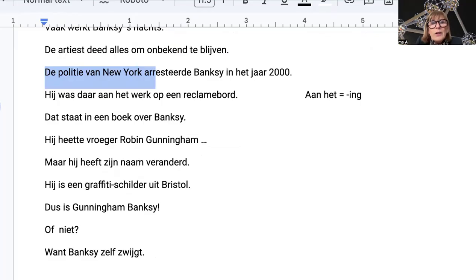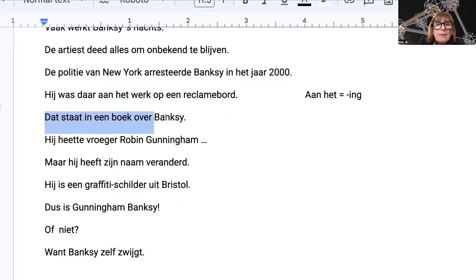De politie van New York arresteerde Banksy in het jaar 2000. The police of New York arrested Banksy in the year 2000. And you see, we have again a simple past here ending in de. Hij was daar aan het werk op een reclamebord. He was there, and aan het in Dutch, I wrote it here, it's like the ing form in English. So he was there working on a publicity board.